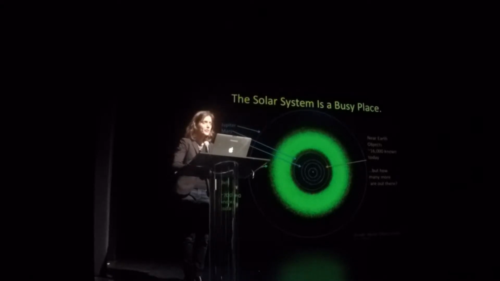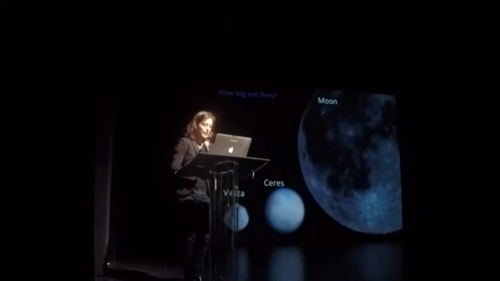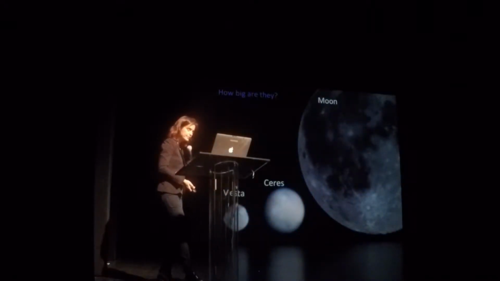As of today, we know of about 16,000 of these near-Earth objects, but as we'll see, this is thought to be only a very small fraction of what is actually out there. So the next question is, well, how big are these objects?